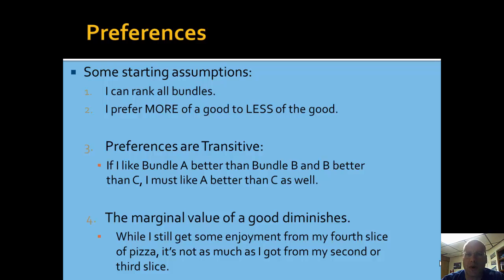The third assumption we're going to make is that preferences are transitive. That is, if I like A better than B and B better than C, then I must like A better than C as well. And what this allows us to do is ensure that we have a consistent ranking, that when we think about the sets of bundles from best to worst, we can put them in an order that's consistent. I think that this is a relatively innocuous and relatively straightforward assumption as well.